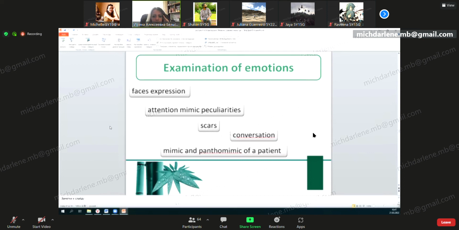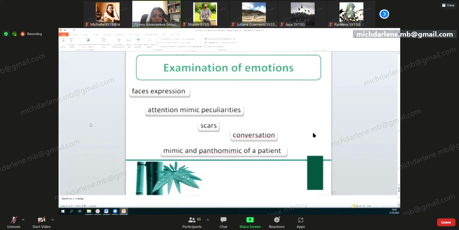The next one is conversation. By conversation we mean asking about the patient's mood. It is very important to observe the mimic and pantomimic of the patient during the whole period of examination and conversation. And you know that this information can be more informative for us than the results of a test. Also very important, additional data may be received through conversation with relatives, colleagues, or other patients who are friends of his, and so on.